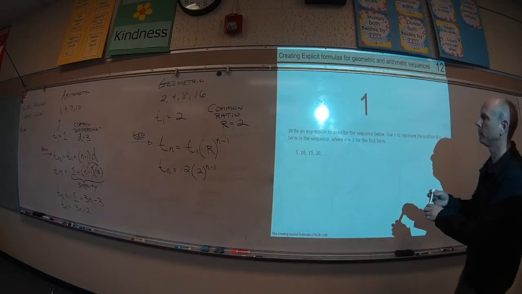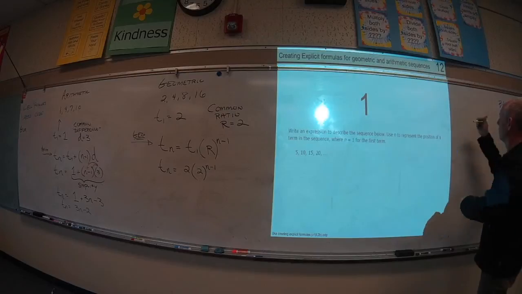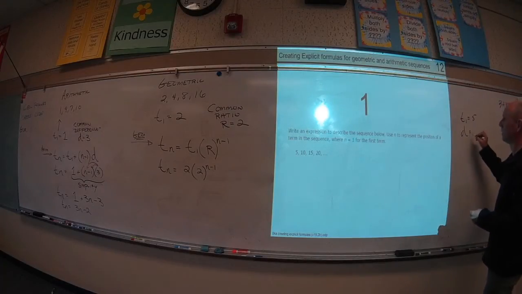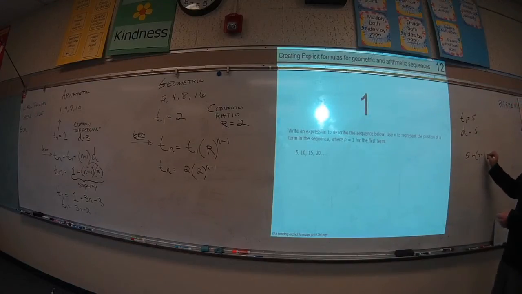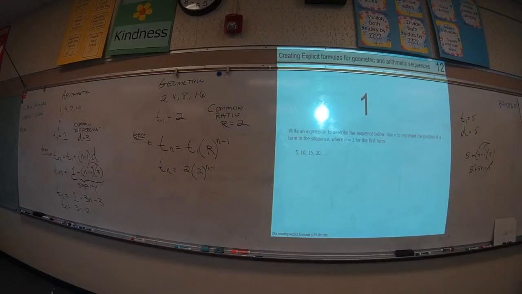Greenlee, what was the value of the first term? 5. T sub 1 equals 5. What's the common difference? 5. So I go t sub 1, n minus 1 times 5, then a little distribution, so I have 5 plus 5n minus 5, so it's 5n. Distribution step. It didn't hit that. So you had the 4.